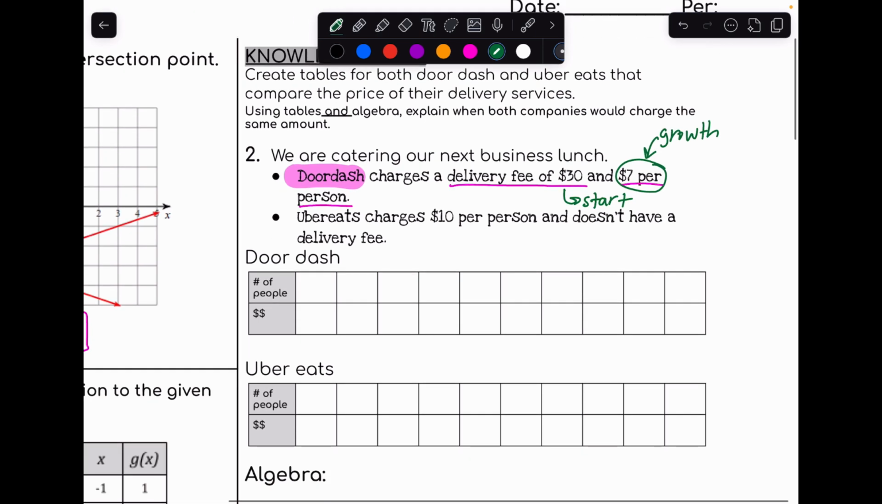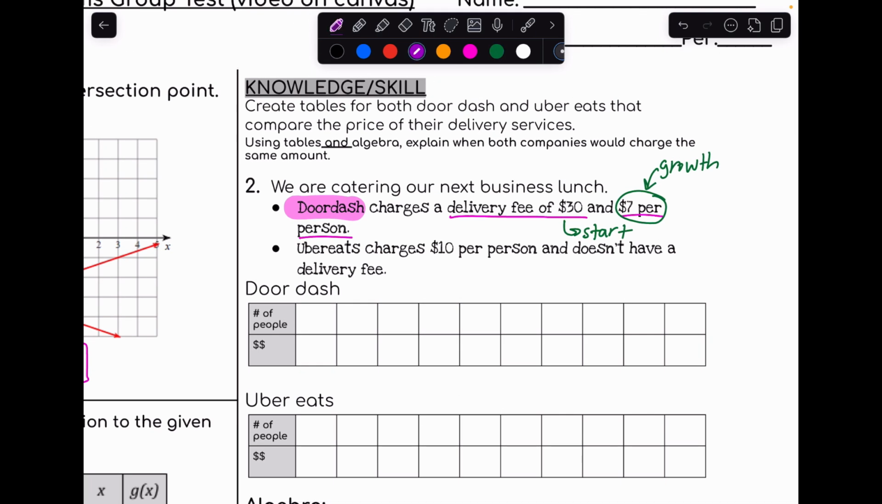If I write it as an equation, we're going to refer to y equals mx plus b, which is slope form. We know that m is our slope, our rate of change, or our growth, and b is our start value. Looking at DoorDash, the delivery fee is $30, so for 0 people, it starts off at $30. My growth is $7 per person, so I'm going to continue to add 7 every single time, up until 10 people.